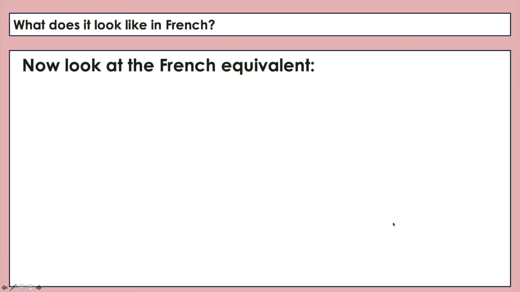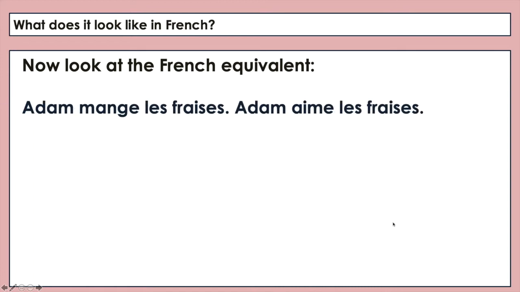So what does this look like in French? Well, let's have a look at the French equivalent of exactly the same sentence. Adam mange les fraises. Adam aime les fraises. Again, it sounds really repetitive. We don't need to keep saying fraise, fraise, fraise. We know that we're talking about strawberries because of that first sentence. So what we need to do is get rid of strawberries in that sentence. Look how the French do it.